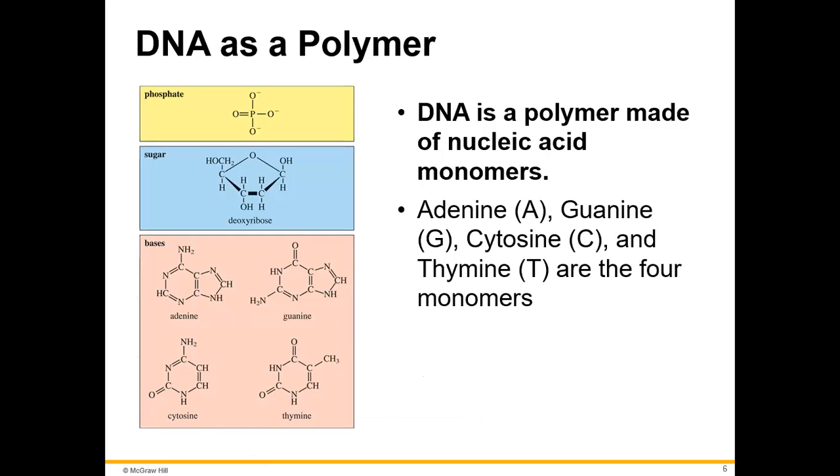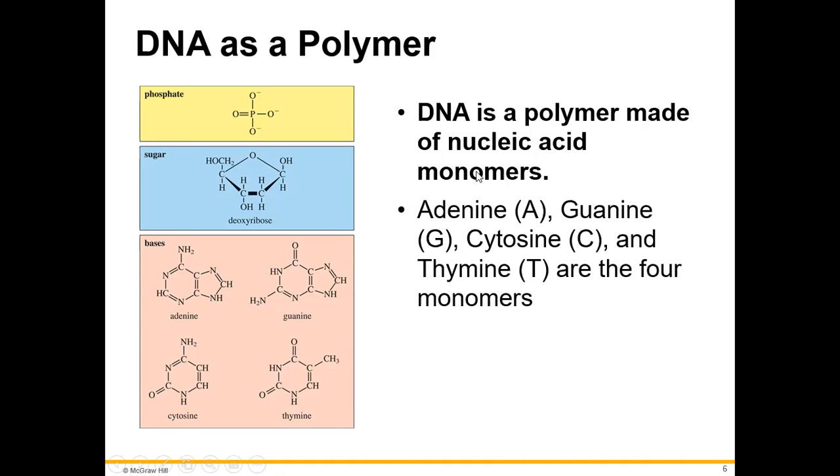This is important for you to understand because we've talked about polymers a lot this semester. DNA is also a polymer. It's made out of nucleic acids. So what is the monomer of DNA? It's nucleic acids, and there are 4 monomers in DNA: adenine, which we represent with a capital A; guanine, which we represent with the uppercase G; cytosine, which we represent with the uppercase C; and thymine, which we represent with the uppercase T. So DNA is a very long polymer.